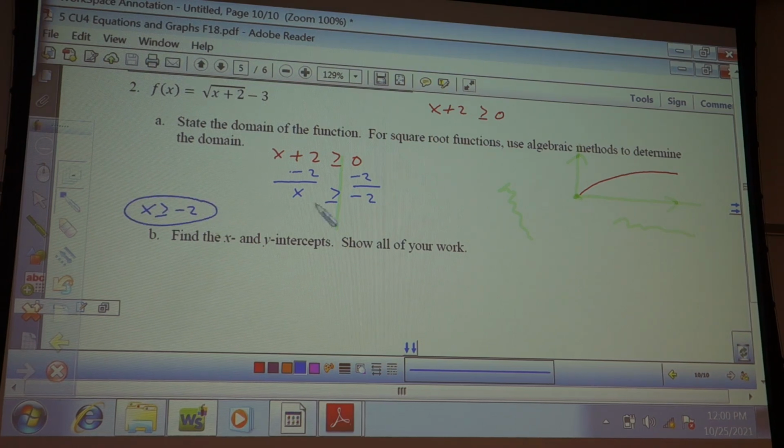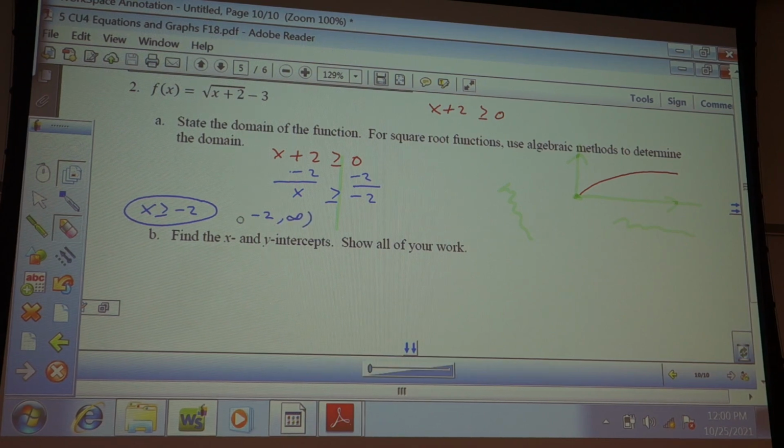Or you could say, if you want to do it in interval notation, it has to be greater than or equal to -2. So -2 to infinity, but remember it can be equal to -2, so I'm going to make that into a square bracket.